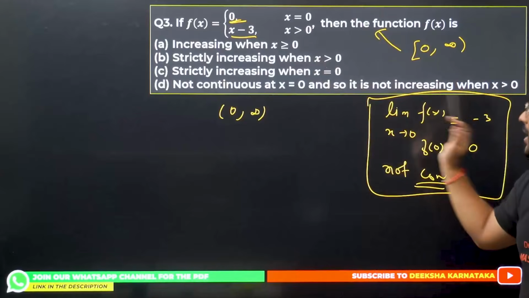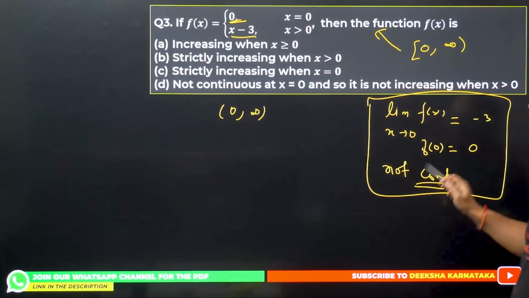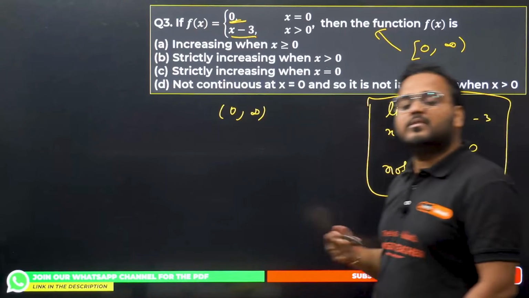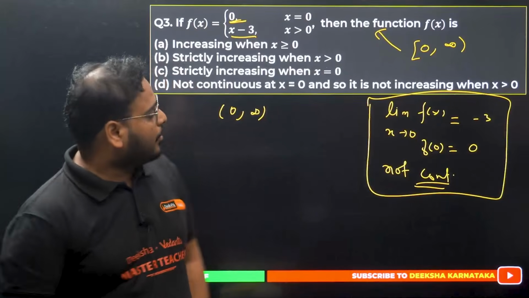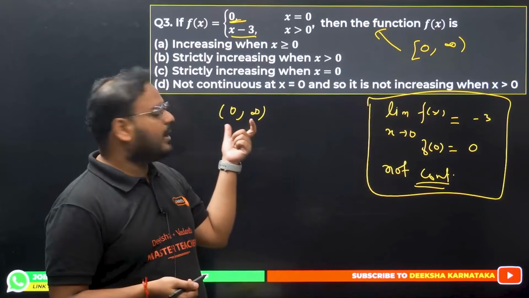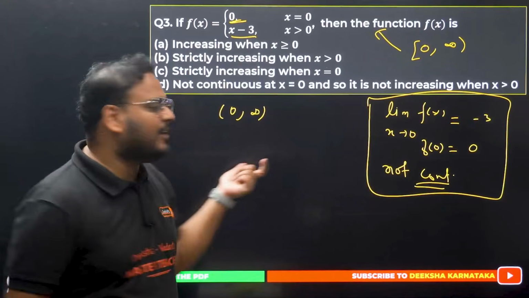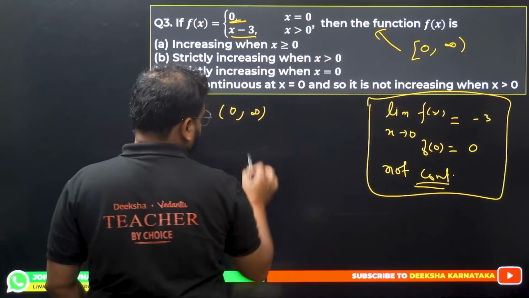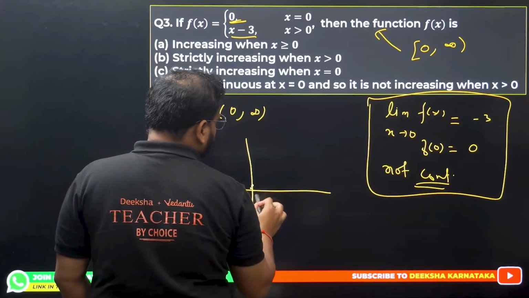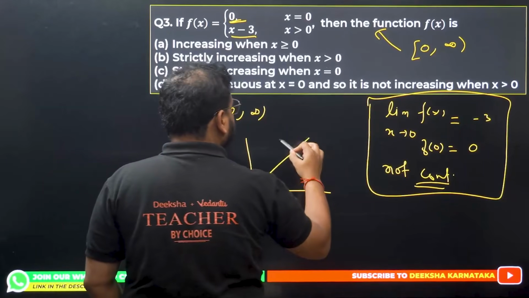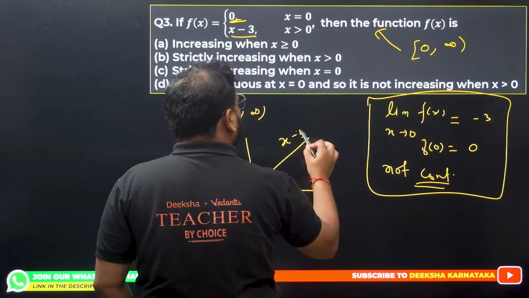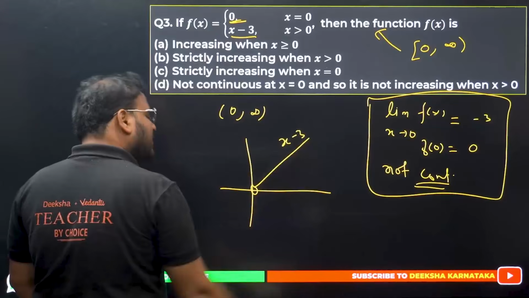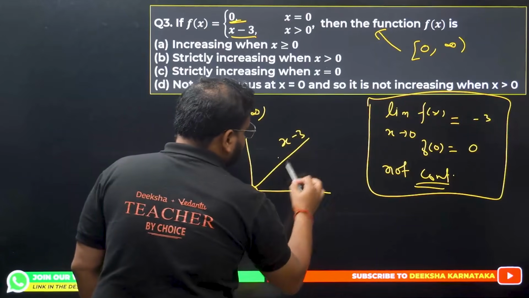But at 0 the given function is not continuous because the limit is not equal to the given function's value at the point. Then this will become the open interval of 0 to infinity, and if you check the graph of this, you'll only have to worry about this part. You'll have open over here and the graph goes like this, x minus 3. And in this case, what is the graph nature? Always positive. This is always increasing in nature, right?